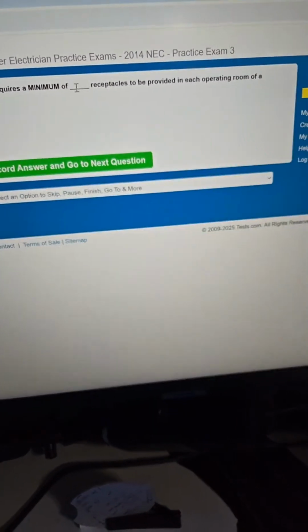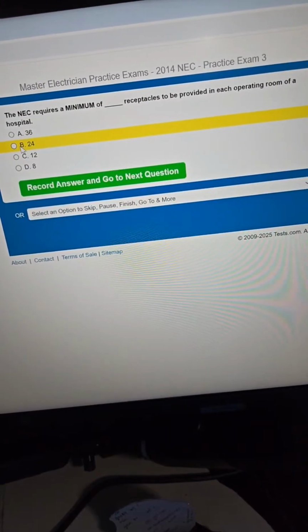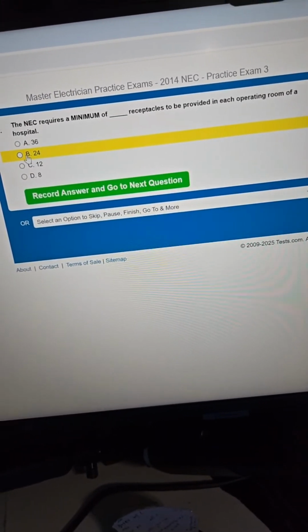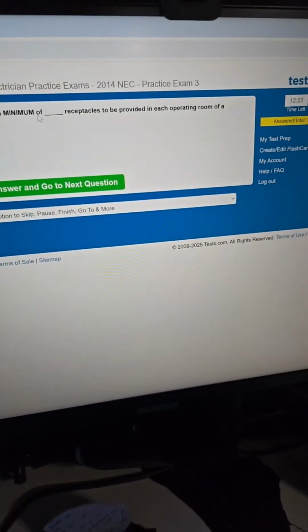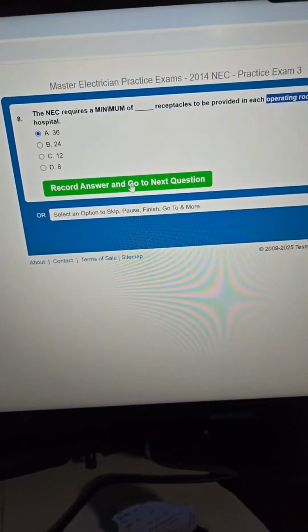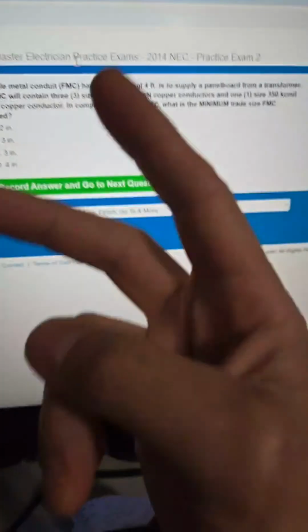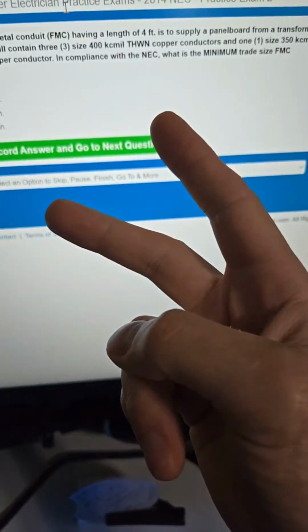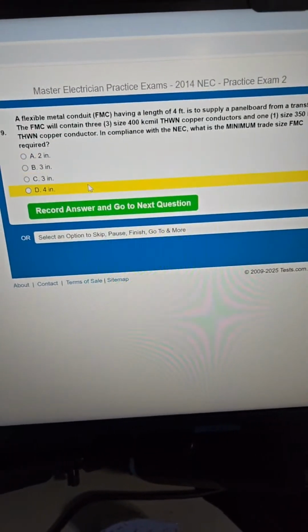The NEC requires minimum blank receptacles provided in each operating room of a hospital. Ooh. It's 36. It's 36 because it's an operating room. Operating room right there. 36. The duplex counts as 2 receptacles, in case you guys didn't know. 36 is a lot. It absolutely is.